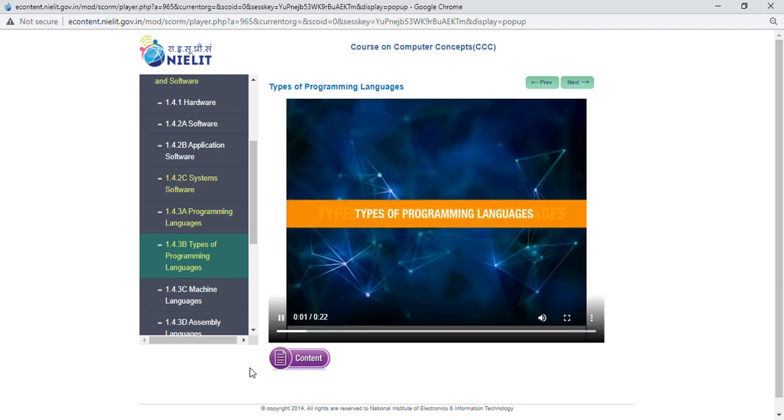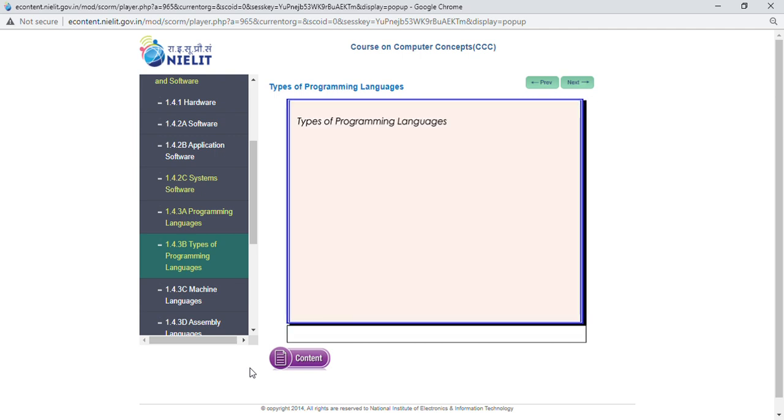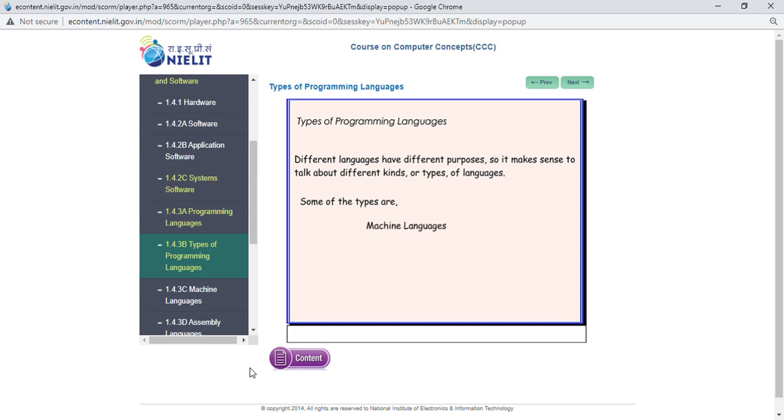Types of programming languages. Different languages have different purposes, so it makes sense to talk about different kinds or types of languages. Some of the types are machine languages, assembly languages, high-level languages.